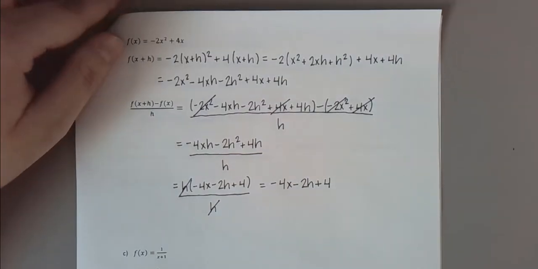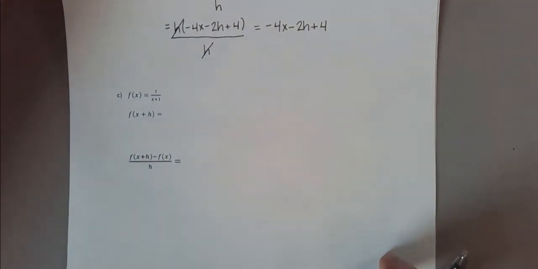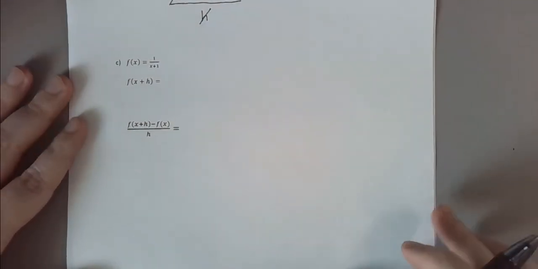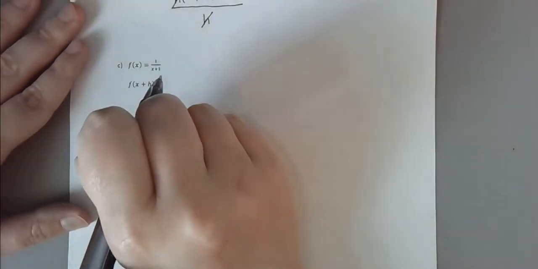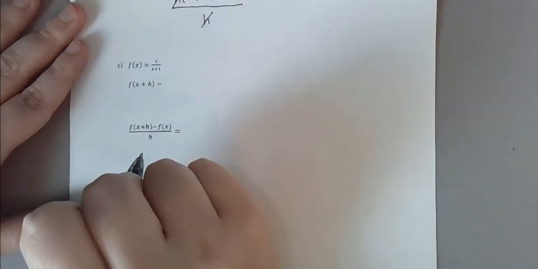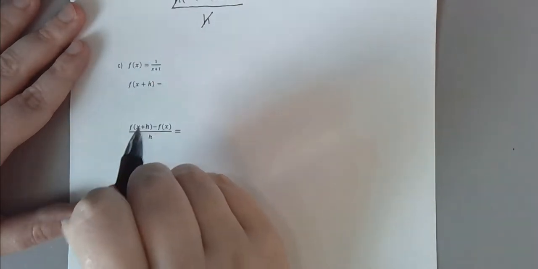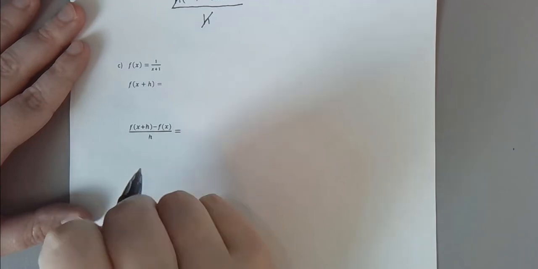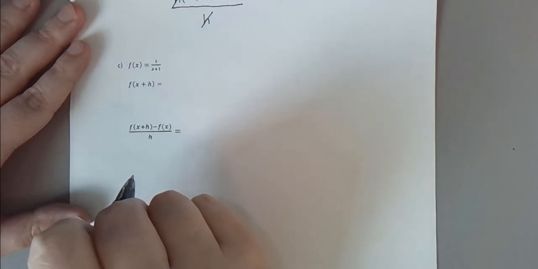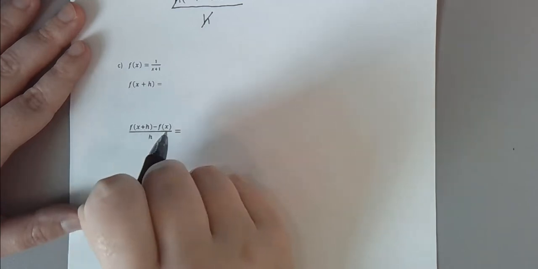Okay, let's look at one more, kind of a special case. In this case, we want to find the difference quotient's value for a rational function. Simplification of the difference quotient is going to be a little bit different here. We're going to need a little bit different algebra in order to simplify that numerator for the difference quotient.